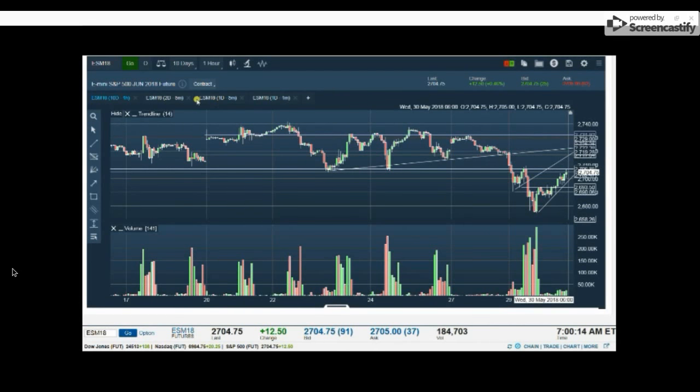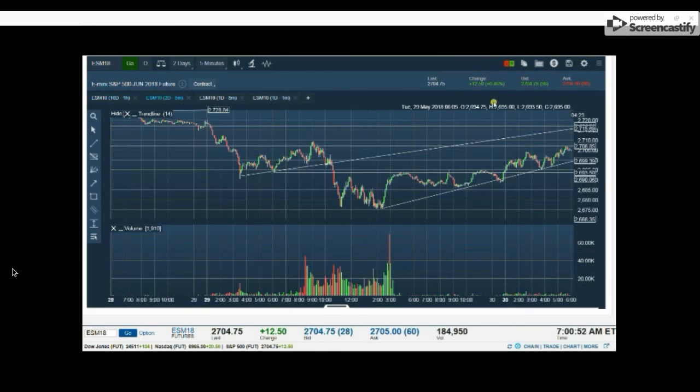It's creating this upward triangle. And as it gets closer to that, it'll bounce between 2700 and the bottom of our trend line, which is why we're not going to buy right now, but we're looking to get in when it hits that bottom band.